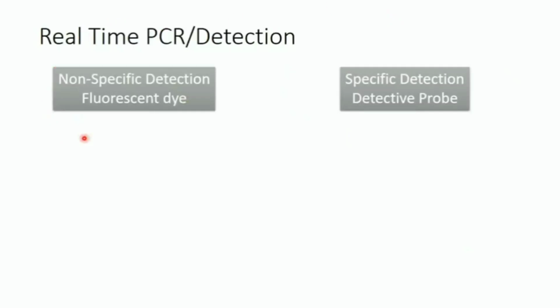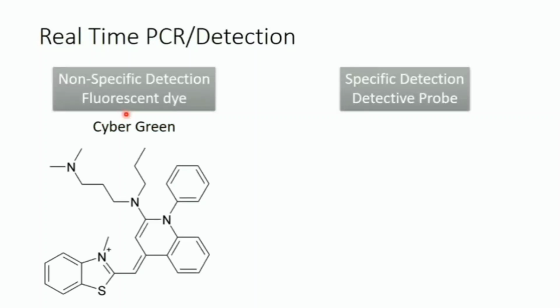The non-specific detectors are fluorescent dyes. The most known of them is the cybergreen. The cybergreen is a molecule, is a fluorescent dye. It looks like this, and I'm going to speak about it in details.